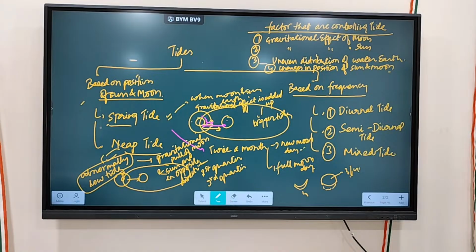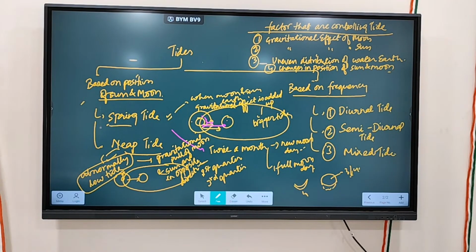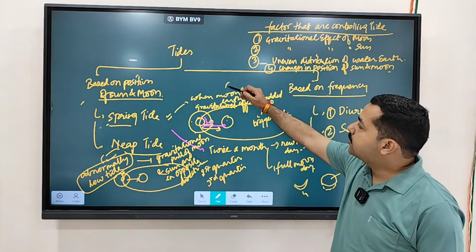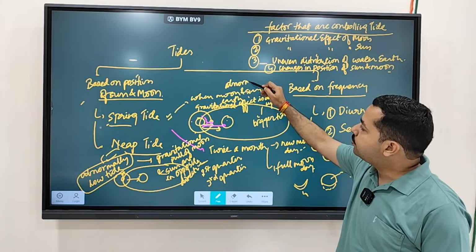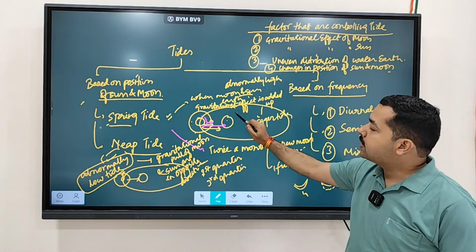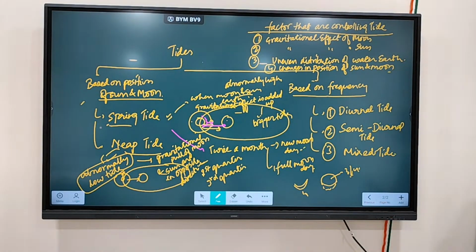Fine. So what is spring tide? When abnormally high tides are being observed, then it is called a spring tide. Why are abnormally high tides being observed? This is because the gravitational pull of the moon and sun are getting added up. They are in the same direction. That's why abnormally high tides are going to be observed.